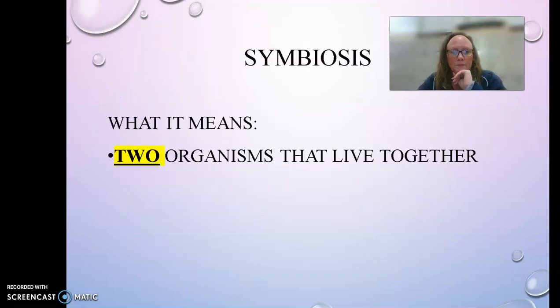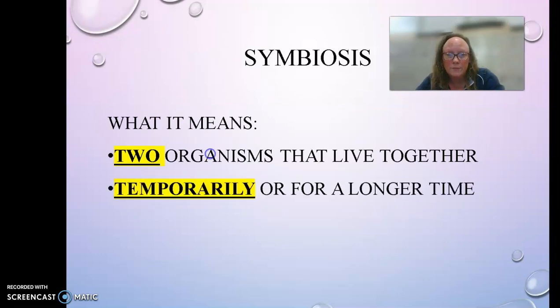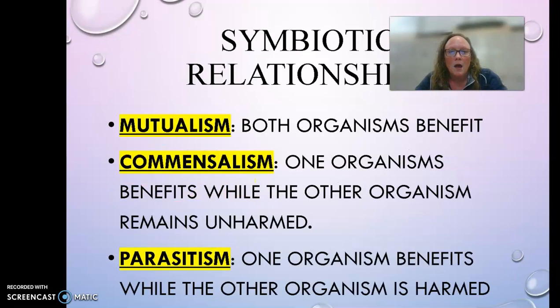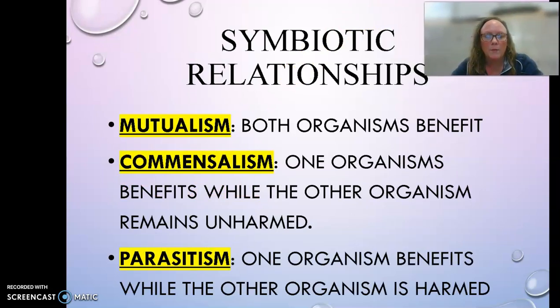Symbiosis, what does it mean? Two organisms that live together, temporarily or for a long time, and at least one of the organisms benefits from the relationship. Benefit means that they get something good out of it. The three main types that we're going to be talking about are mutualism, where both organisms are benefiting. Then we have commensalism, where one organism is benefiting while the other organism remains unharmed. And the third is parasitism, where one organism benefits and the other is harmed.